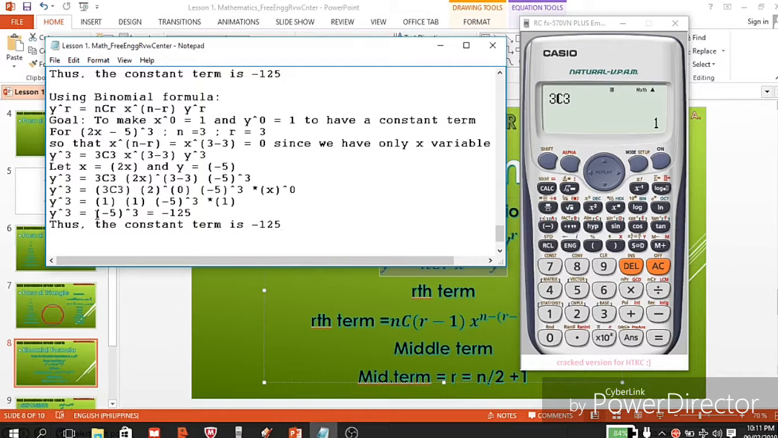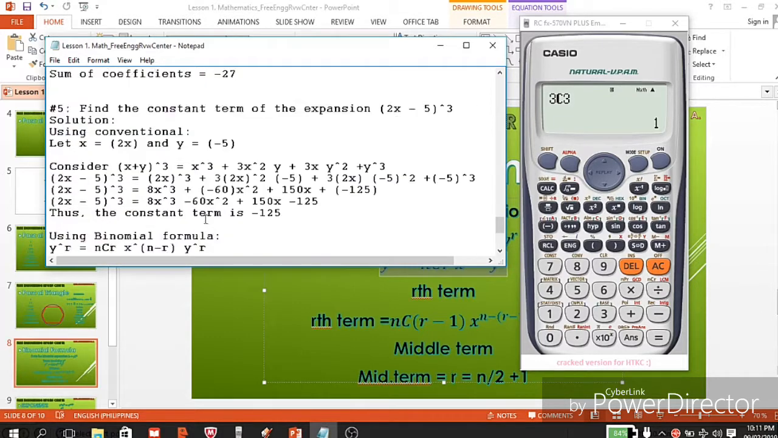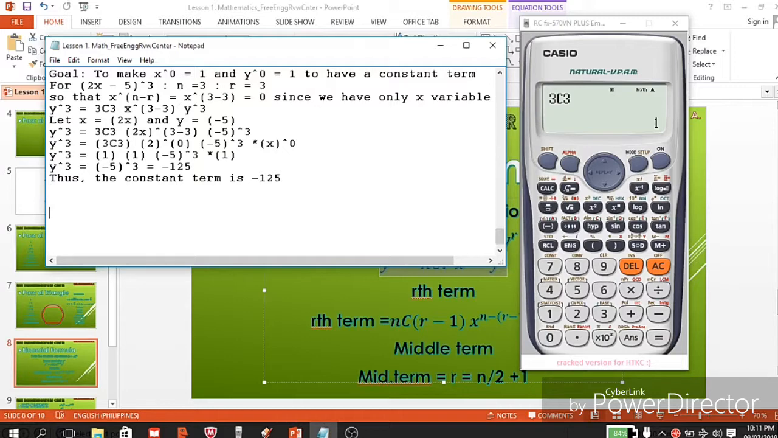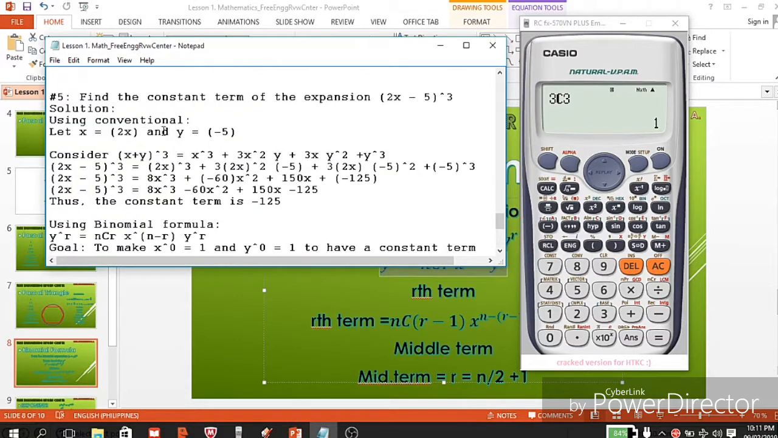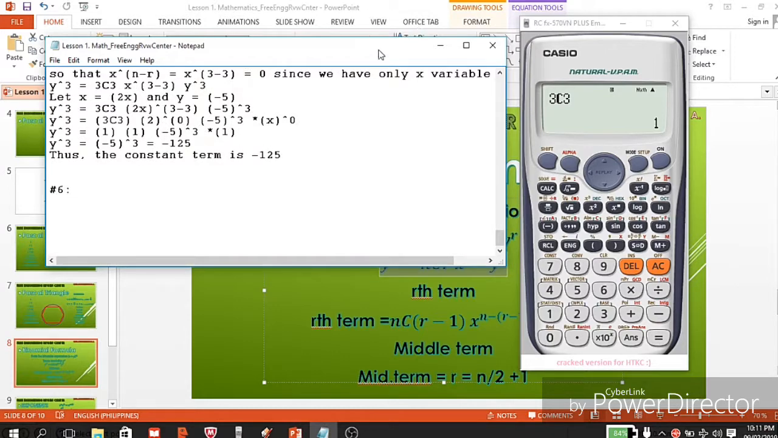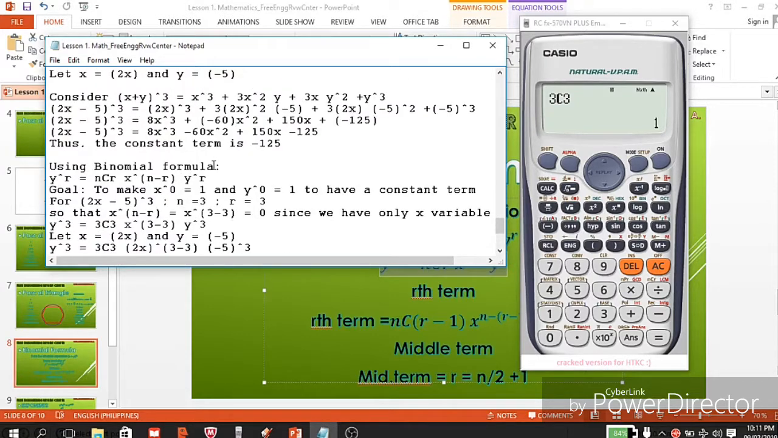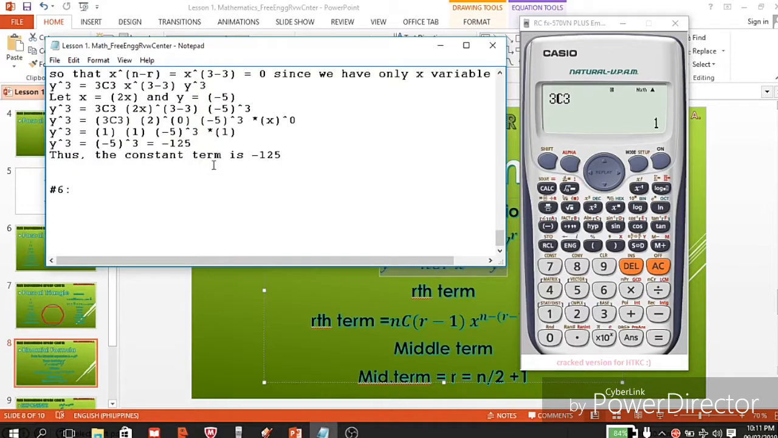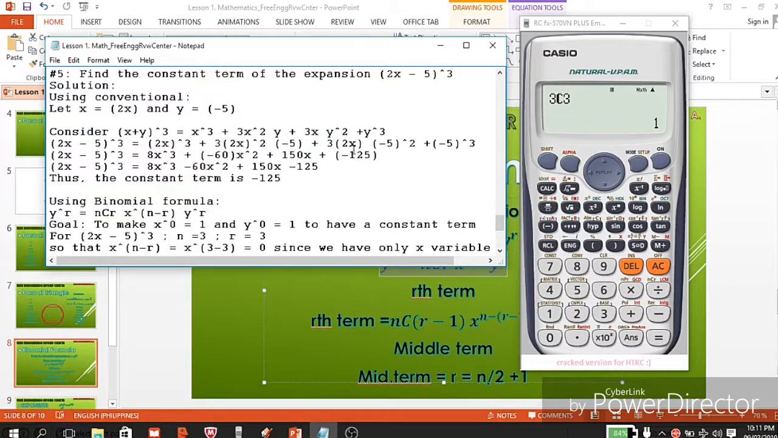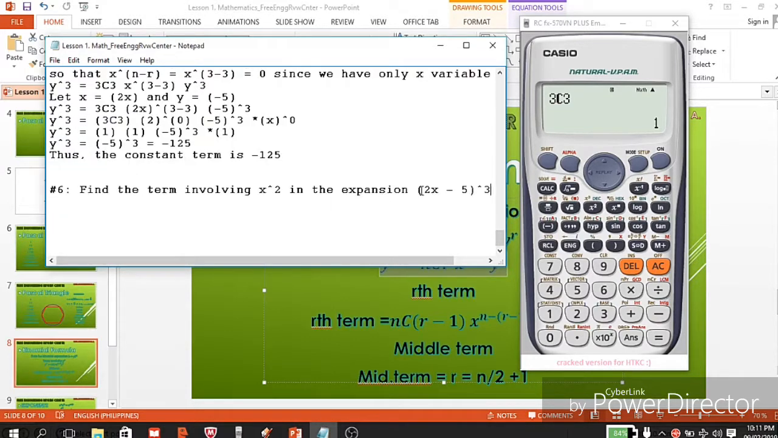So that's it. That is how we're going to solve the constant term. And now, another problem, let's say, common numbers, this one. We have 6. So what if the problem would ask: find the term involving x squared in the expansion of this one? How about the x term is the problem?